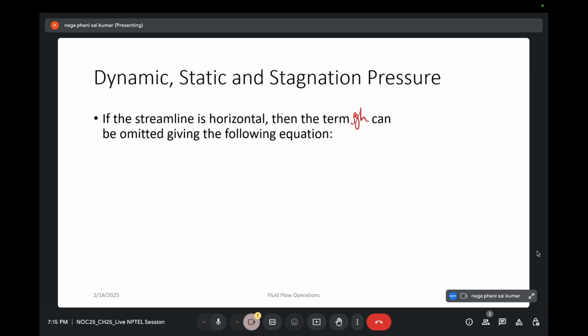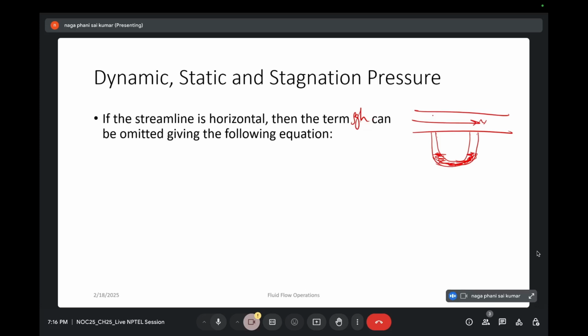Coming to dynamic, static and stagnation pressure. If the streamline is horizontal, let's take an example. Let's say the flow is in a straight line. If you connect a manometer, in this case you will observe that the pressure difference is the same. Or basically you can say potential energy is the same in this case, so this can be omitted from Bernoulli's equation.